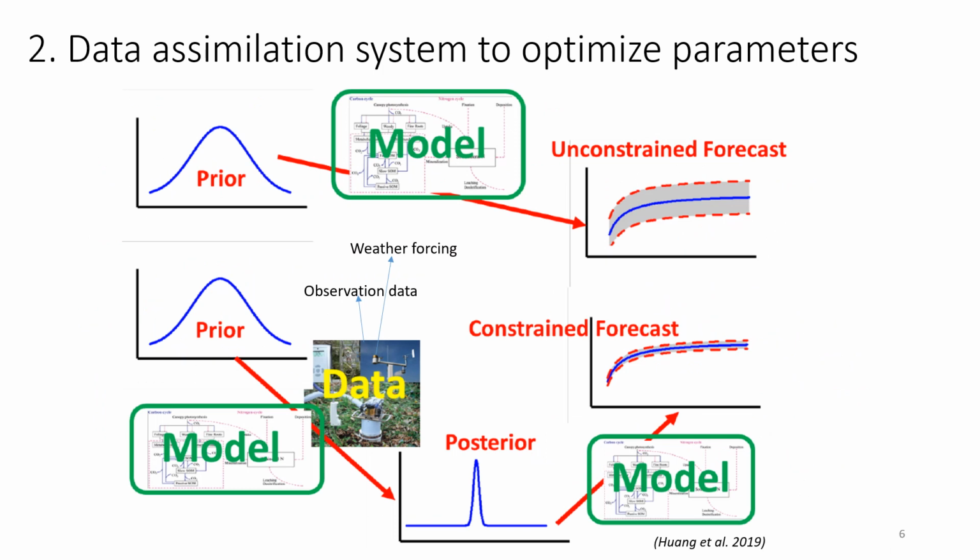So, the second component is the data assimilation framework to optimize parameters. Without the data assimilation framework, we're using the prior range of parameter values to generate forecasts of carbon pools and fluxes, and we get a relatively big uncertainty range, shown in the upper panel. But if we put the observation data into the data assimilation framework, we use the data-constrained posterior distribution to generate forecasts. The uncertainty range will be largely reduced, shown in the lower panel.